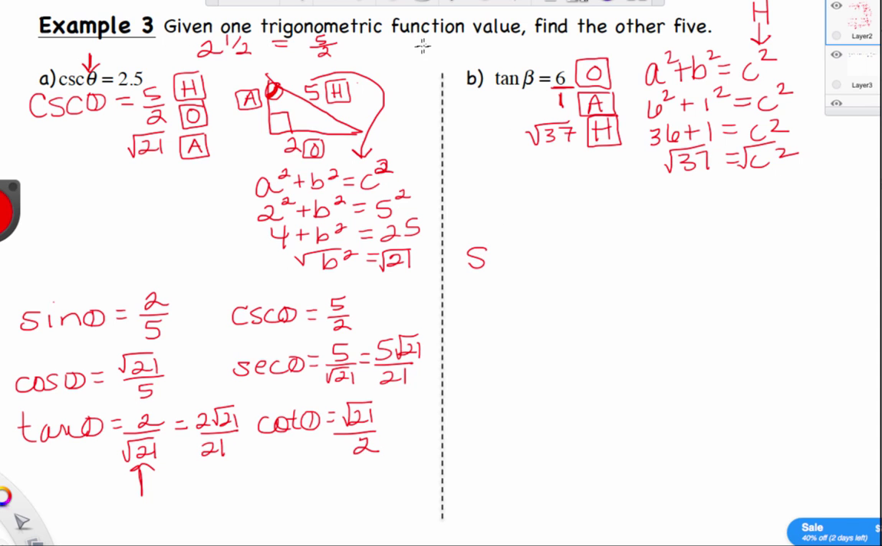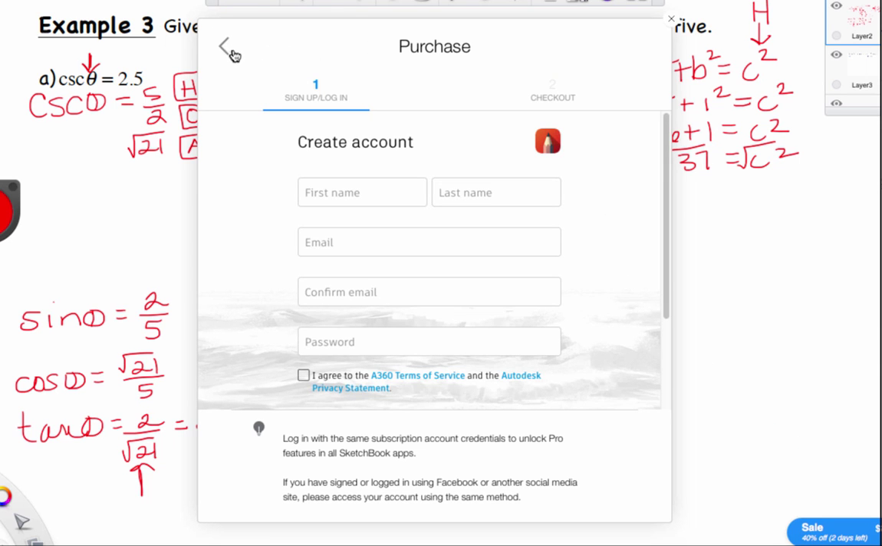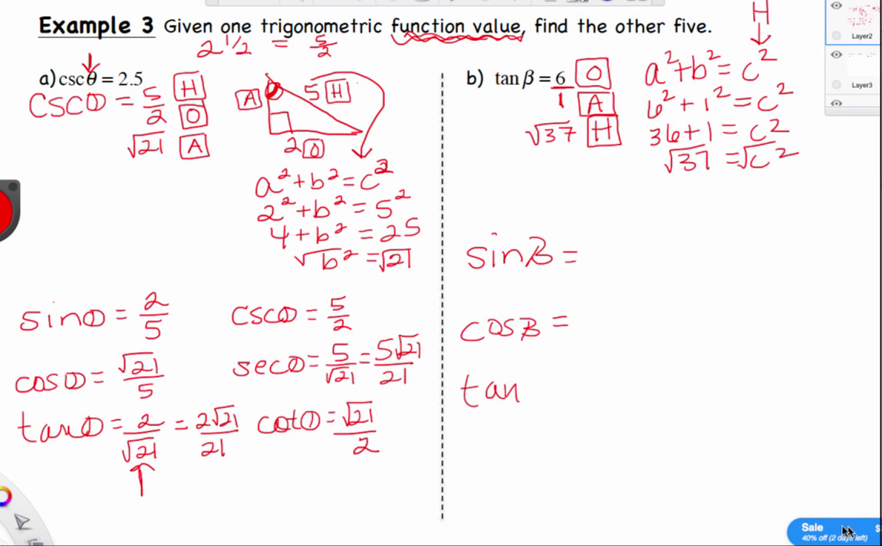So those fractions are actually called your function values. All right, sine from beta, cosine from beta, and then tangent from beta.